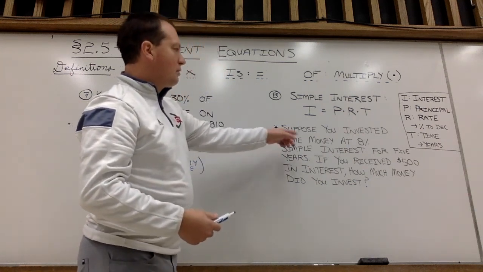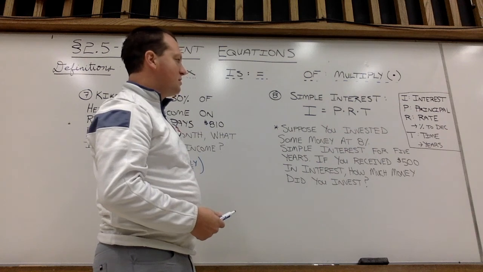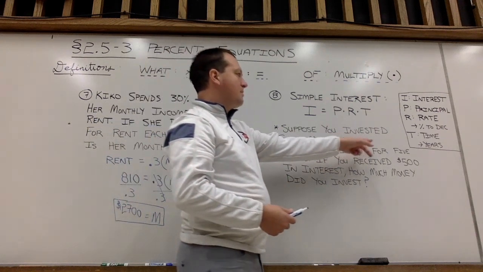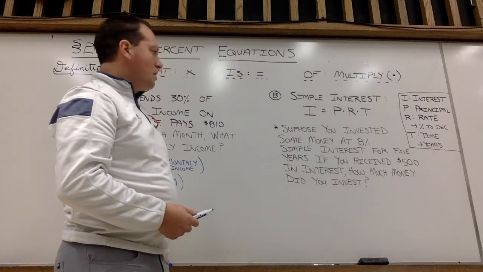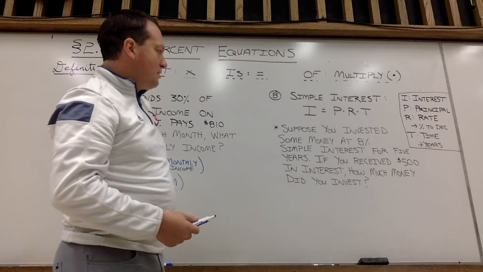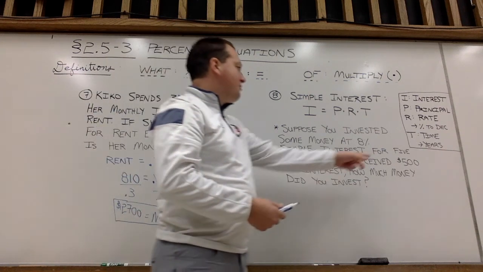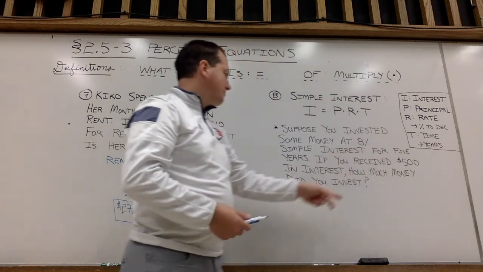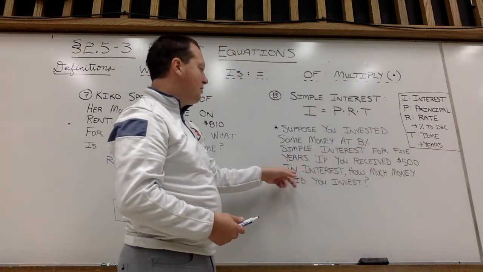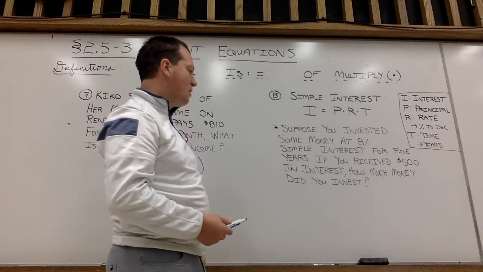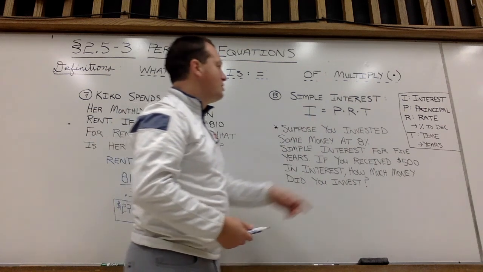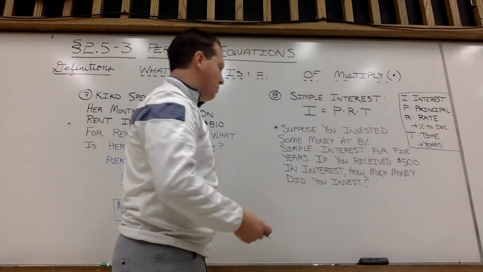So our example here, we're told, suppose you invested some money at 8%. So 8% is my rate. That's 8% simple interest for 5 years, so my T is 5. I received $500 in interest, so I is going to be 500. We want to know how much money did you invest. So we're trying to find P, the principal.